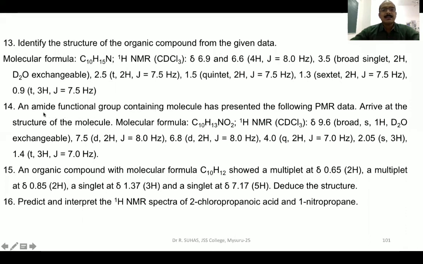Another thing, he is giving a clue that there is an amide functional group in this molecule. He has given 1H-NMR data along with the molecular formula. You have to arrive at the structure.